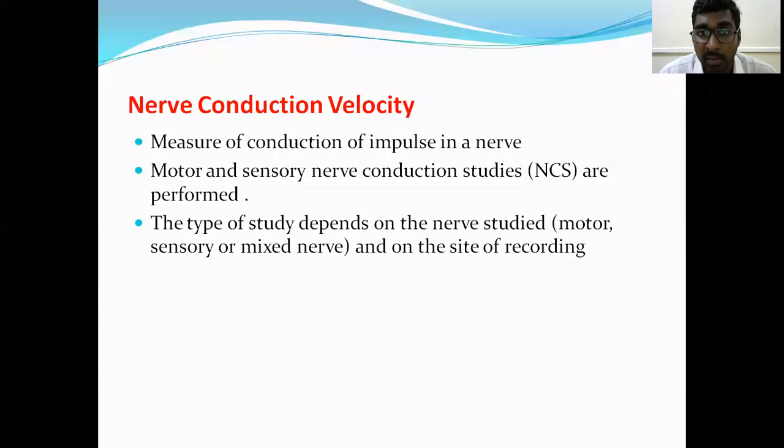What is nerve conduction velocity? Nerve conduction velocity is a measure of conduction of impulse in a nerve. It can be of two types, motor and sensory nerve conduction studies. The type of study depends on the nerve being studied: motor, sensory, or mixed. If the nerve tested or the suspected damage is a sensory nerve, we will do a sensory nerve conduction study, or if motor, we will do a motor nerve conduction study. If it is a mixed nerve, we will do both.